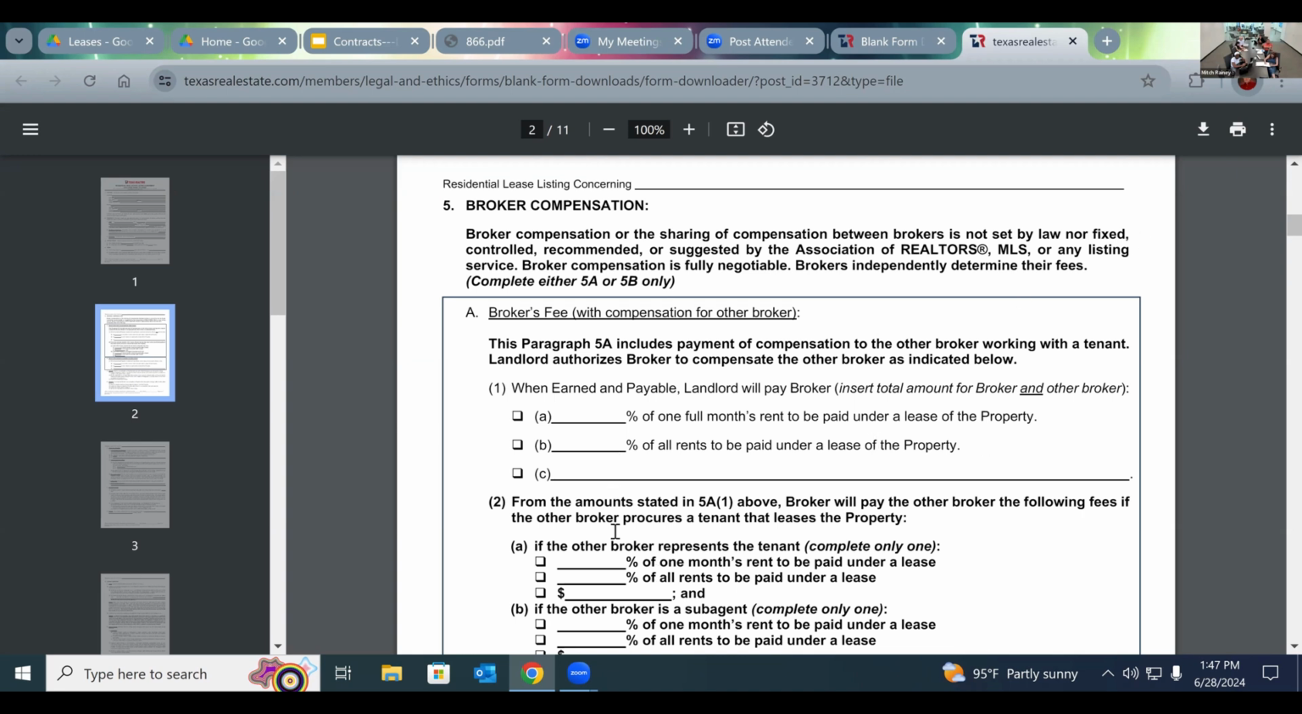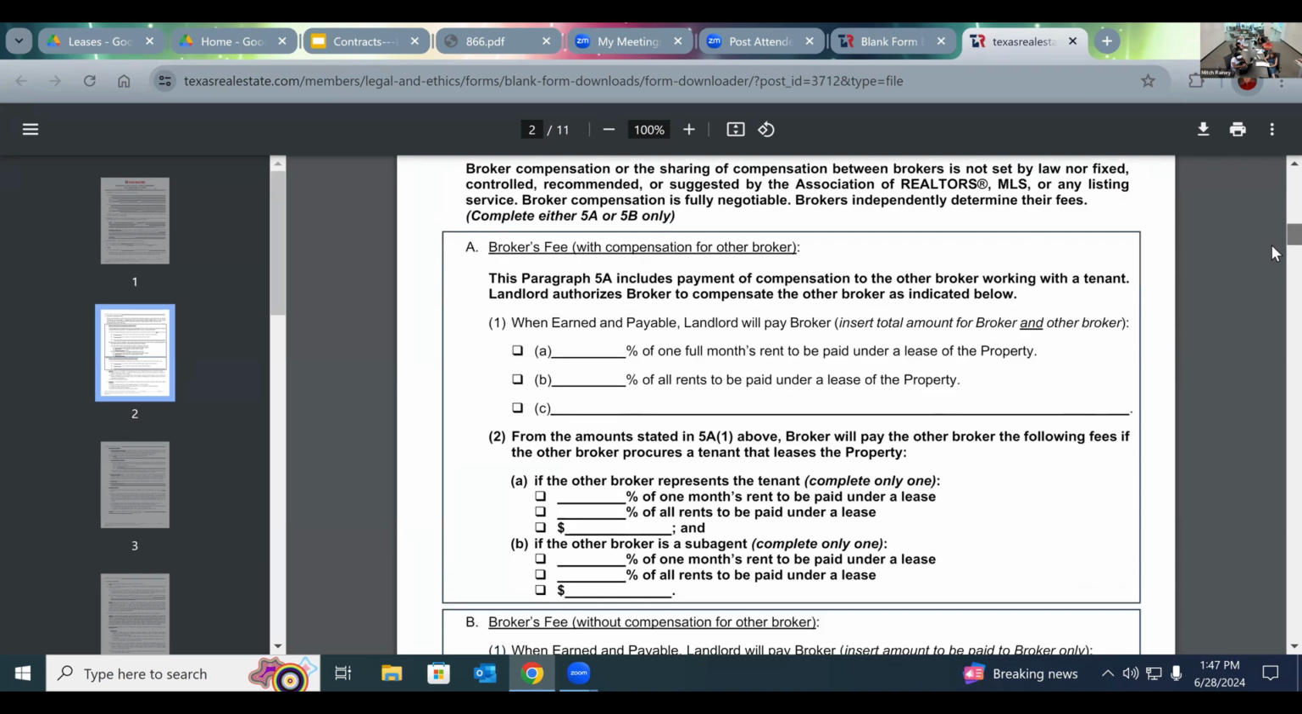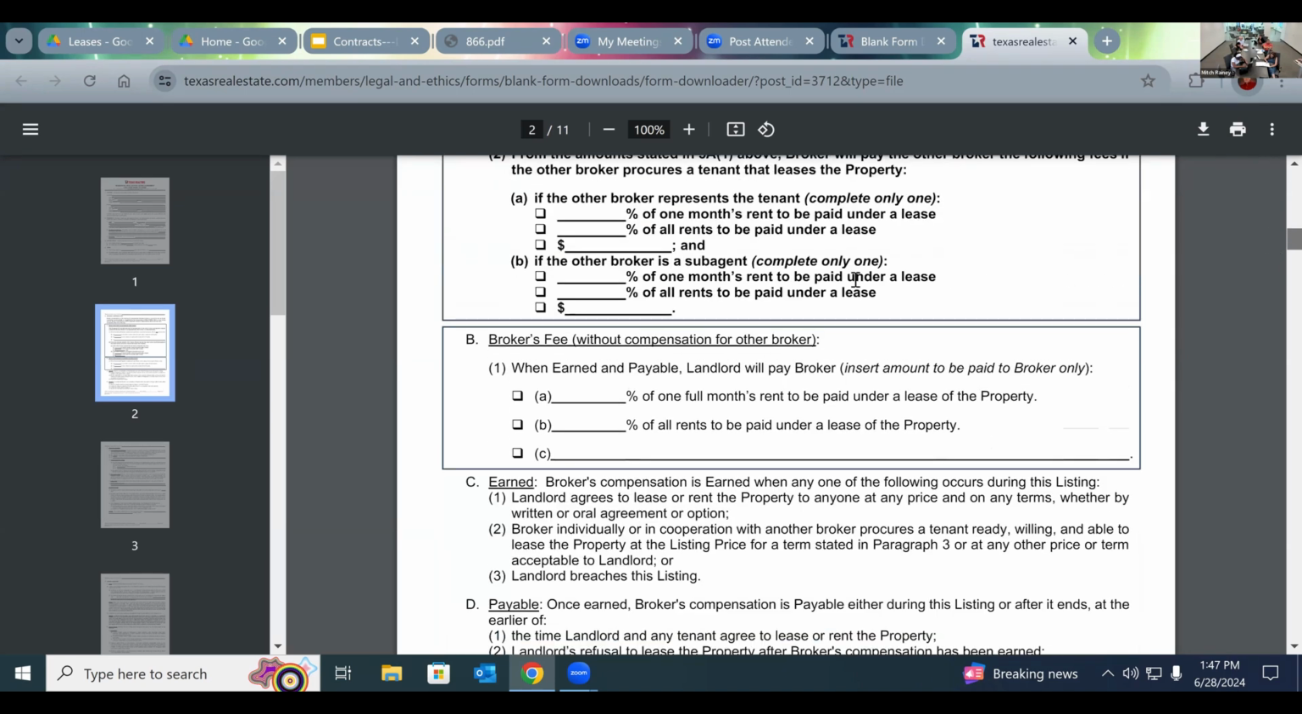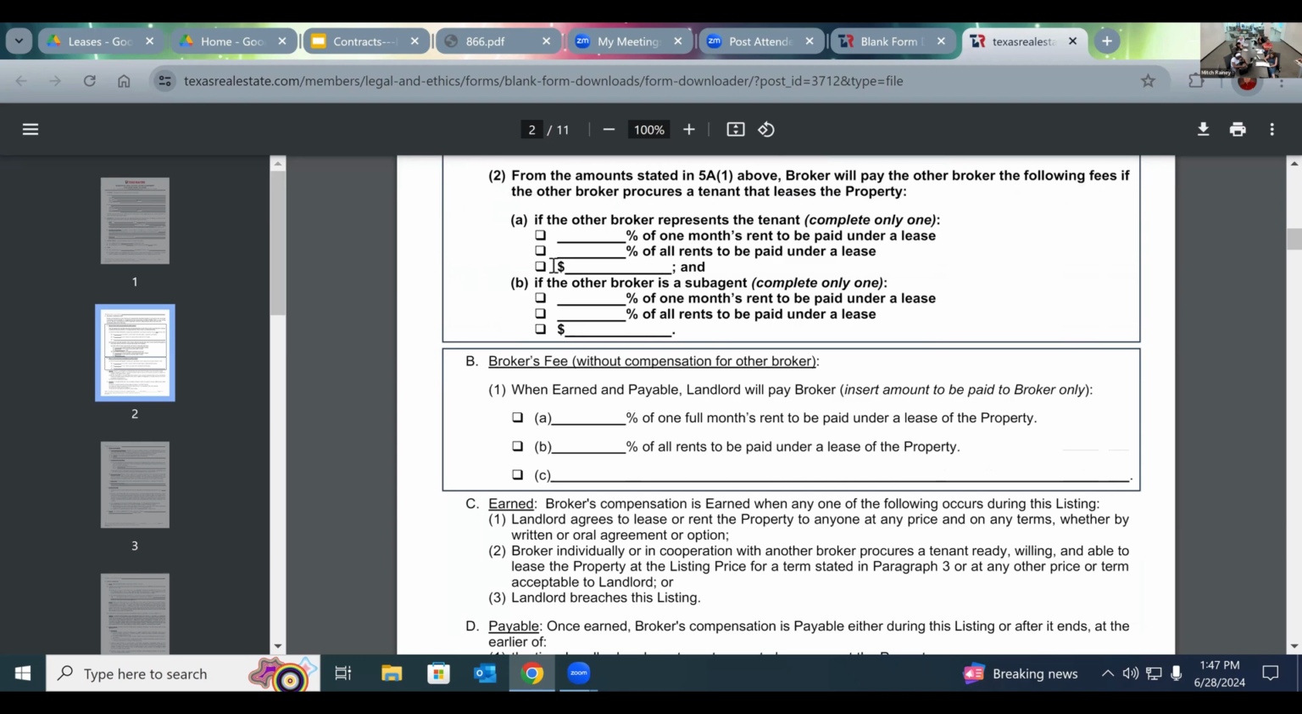And then 2 is how much of the amount in 5A1 are you going to be splitting with the co-op agent, the tenant's agent? So it's either a percentage of 1 month's rent, a percentage of all lease paid under lease, which would be 4, you do the math. Or part of that flat fee that we talked about.